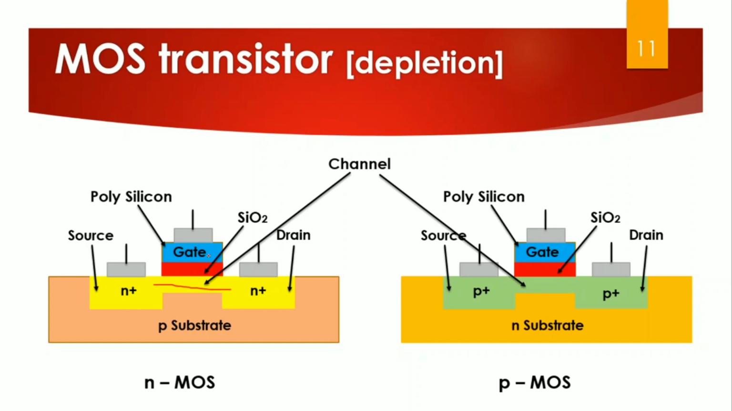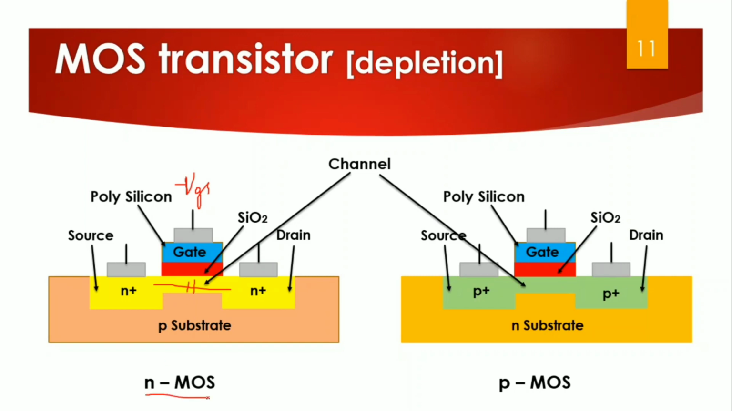transistor. So in depletion mode transistor, when I give negative voltage, there we give positive voltage. If I give negative voltage here, the channel which is formed will break, and this will make the device non-conducting. Therefore, it is called depletion mode transistor.